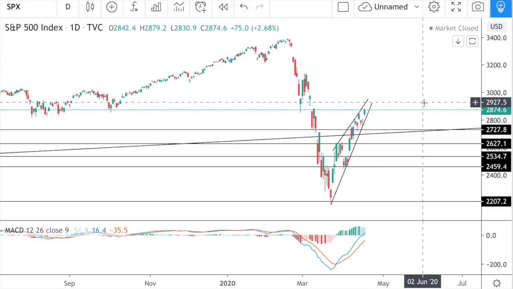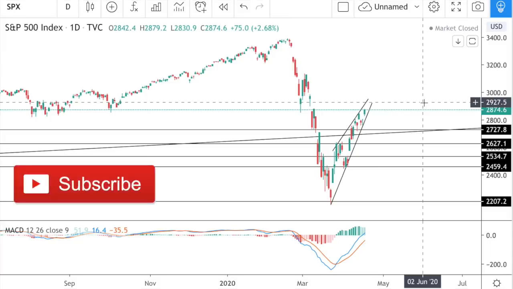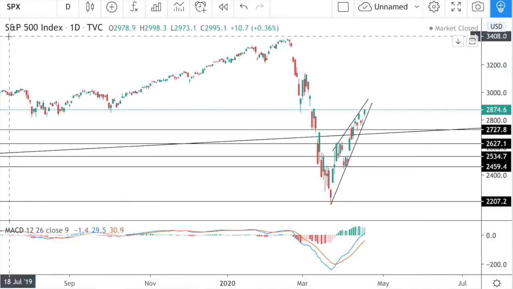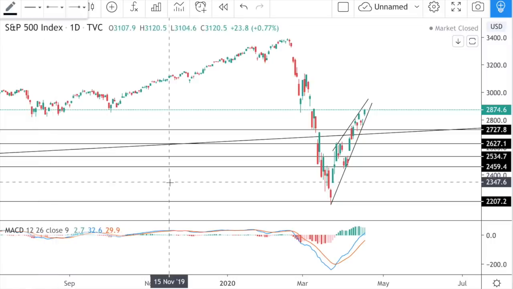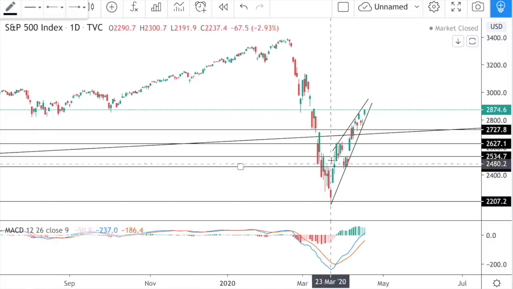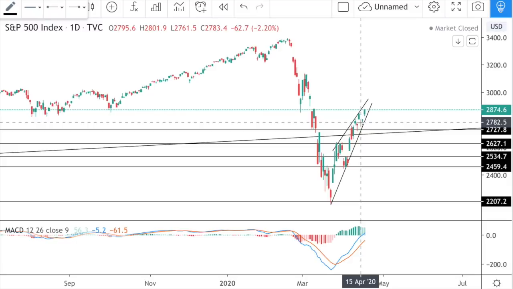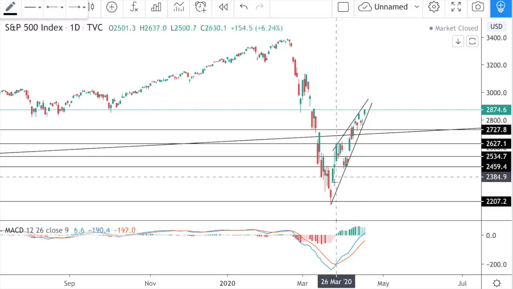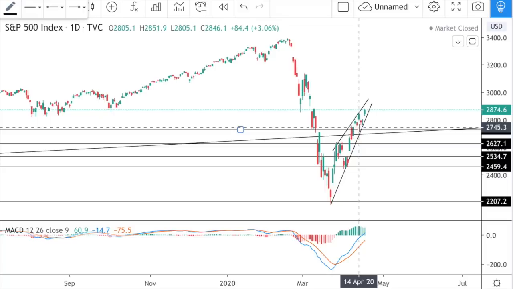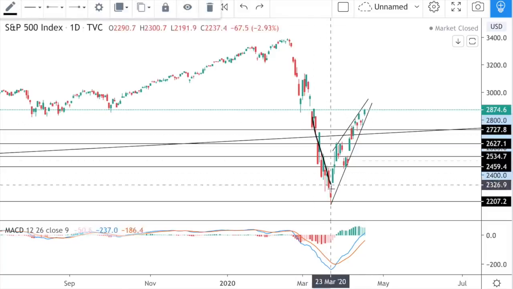Hi ladies and gentlemen, this is Game of Trades, and this is going to be a technical analysis of the S&P 500. So we can call this the 2020 wedge. We have seen a huge wedge pattern developing on the S&P 500 on the daily chart and on the hourly chart. This is called a bearish rising wedge.